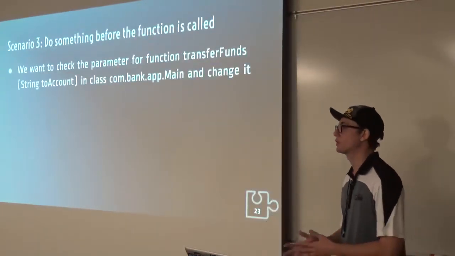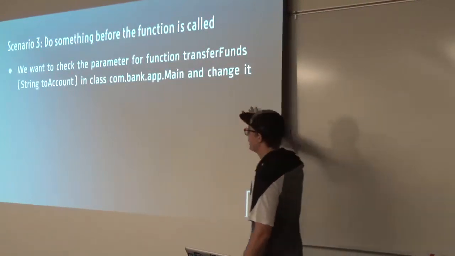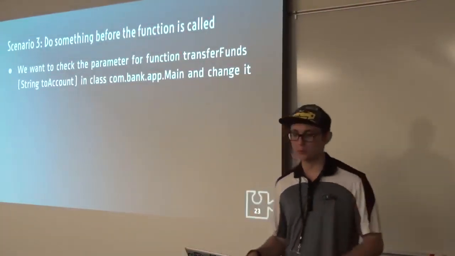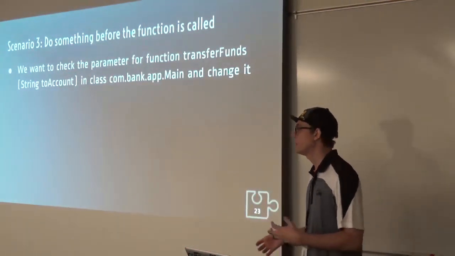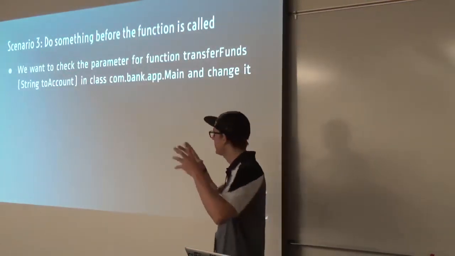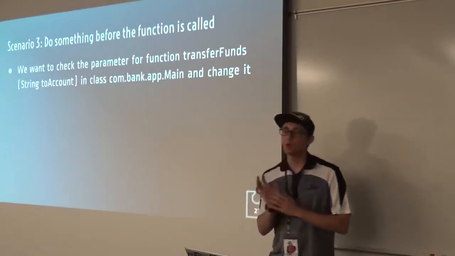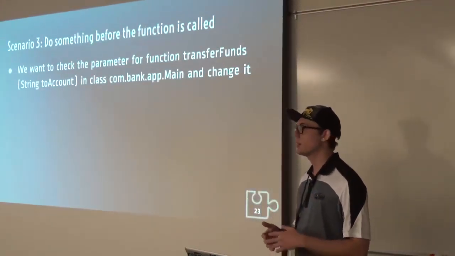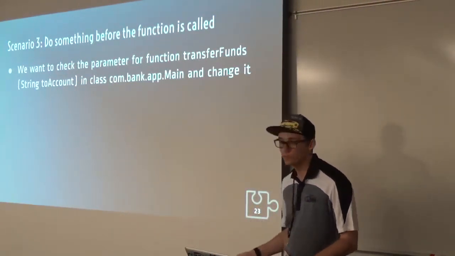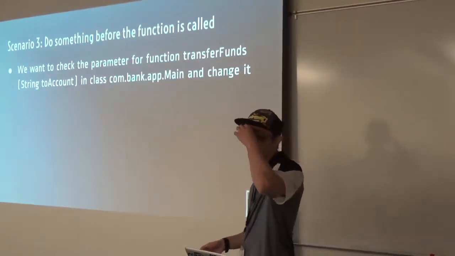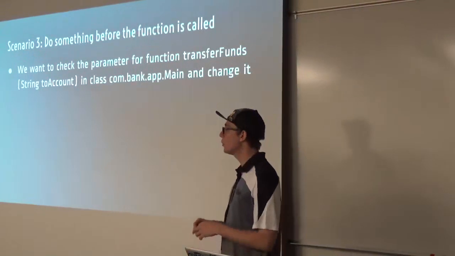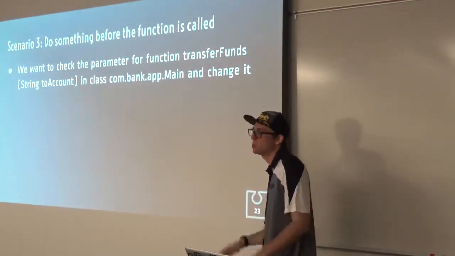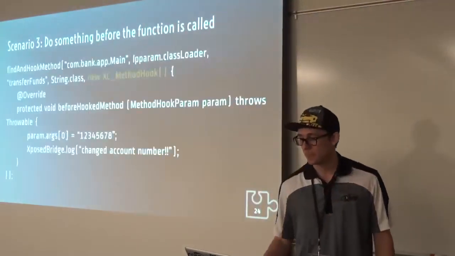Do something before the function is called. So there's no code under here because it's on the next slide, because it's a little bit more involved. That's why it's the third. The third, fourth, and fifth are the more technical ones, they require more programming. So say we have a function called transferFunds, and it takes a string account number or something in the class com.bank.app.main. And we want to, before the function runs, change that argument to make it, say, our account number or a different one, whatever that may be.